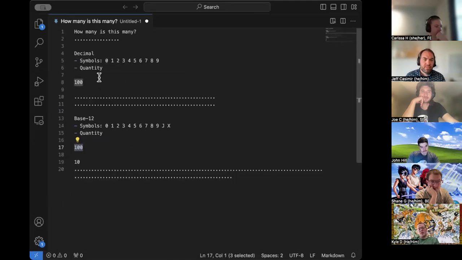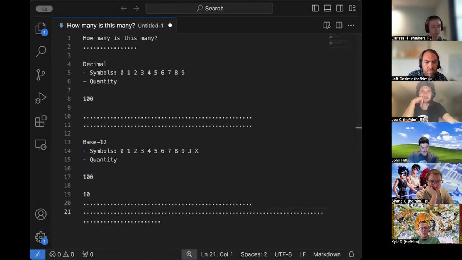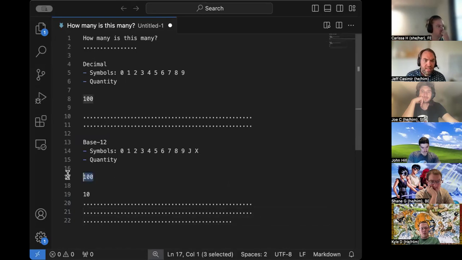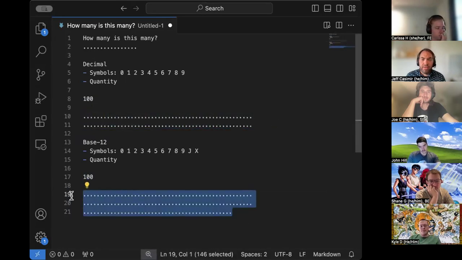So this 100, I'm going to put some line breaks in here rather than making my stuff smaller. Ballpark there. This symbol, one followed by a zero followed by a zero, in base 10 would mean this many. And in base 12, it would mean this many. And hopefully you can see that's significantly different.